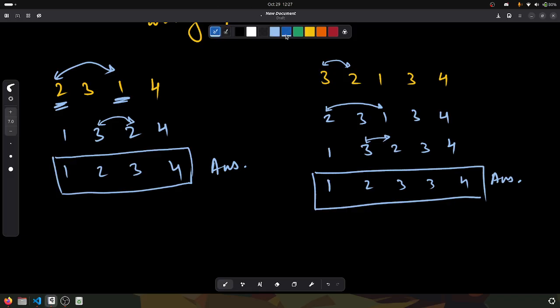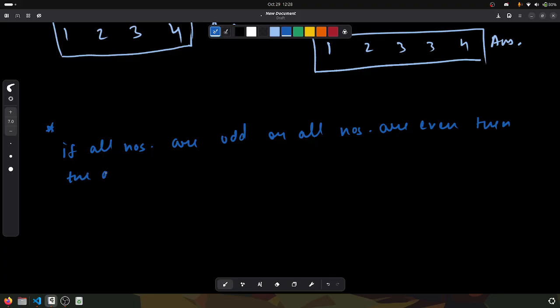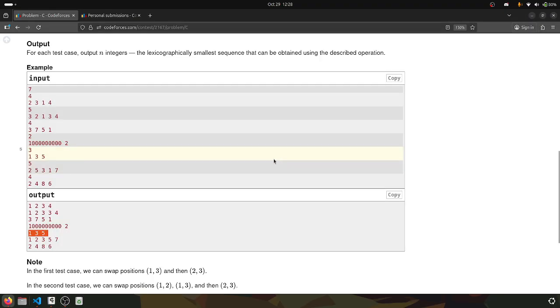So basically, one observation, this is pretty obvious though: if all numbers are odd or all numbers are even, then the answer is the original array. Now we need to solve for the case where not all the numbers are odd or even.